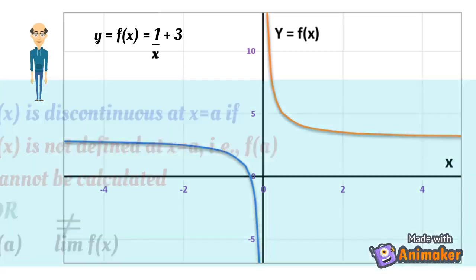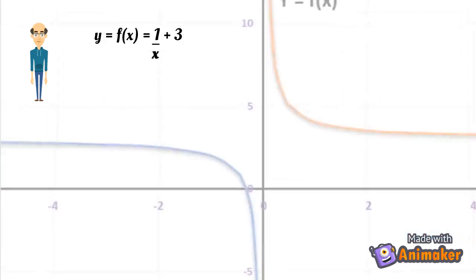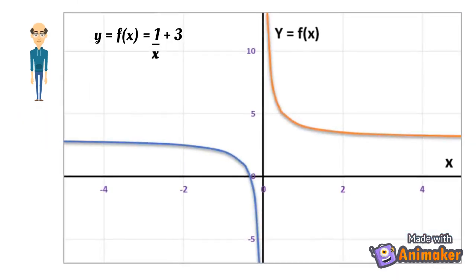In such cases, the function is said to be discontinuous at x equal to a. In this chart, we know that y is not defined at x equal to 0. But what about the limits as x approaches 0? As x increases from the negative side, the value of the function dips down and gets closer and closer to minus infinity. So, the limit of f of x as x tends to 0 minus is minus infinity.